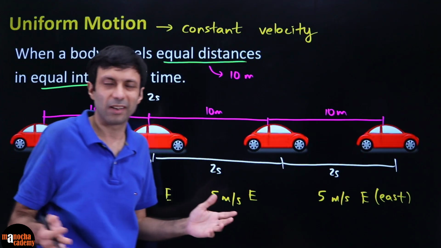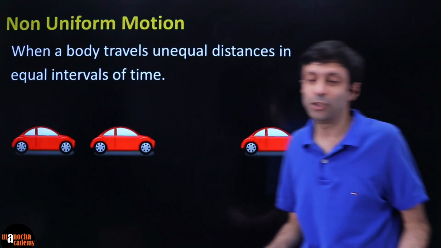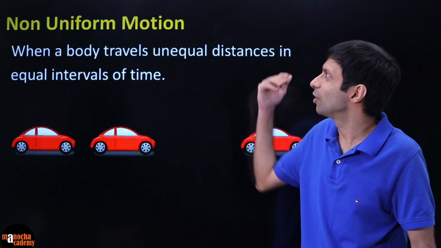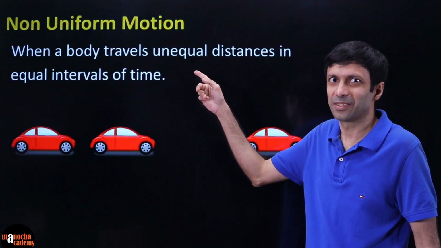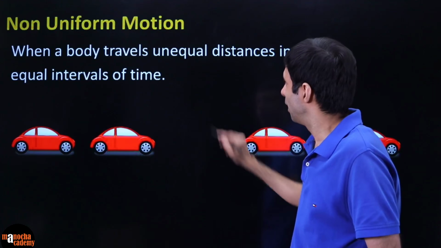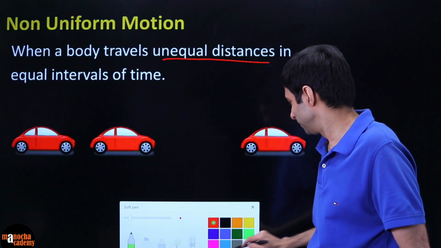Sometimes again we ignore the direction, we just consider constant speed. Obviously uniform motion has its opposite, which is called non-uniform motion. When a body travels unequal distance, look here, unequal distances but in equal intervals of time.